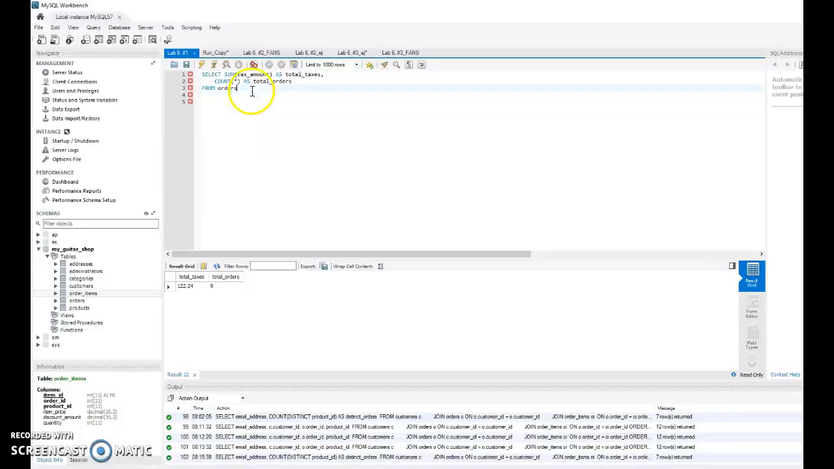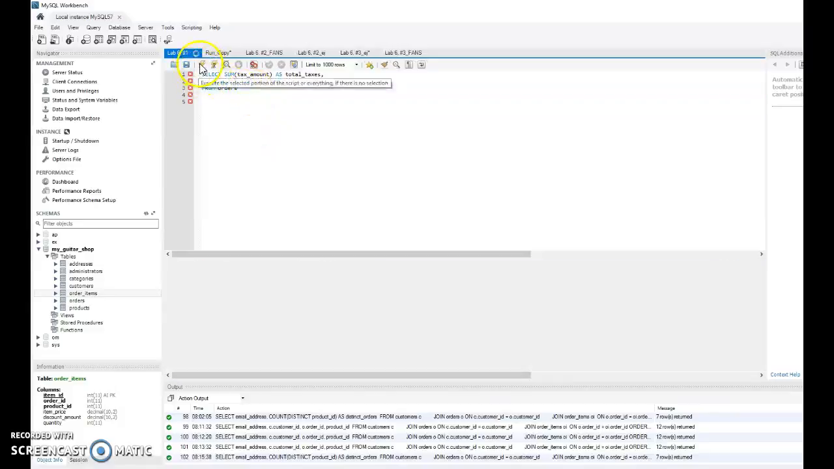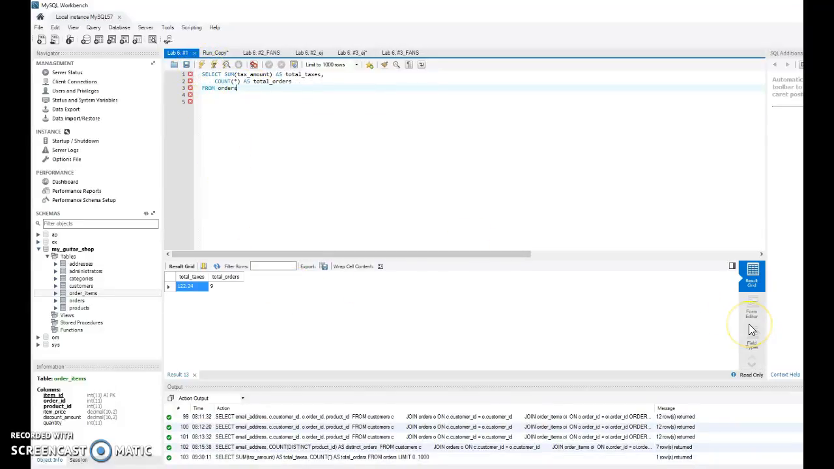Let's run it again just to prove that it exists and it works. Bing! 9 orders, $122.24 in taxes. That all looked good to me and wasn't that hard.